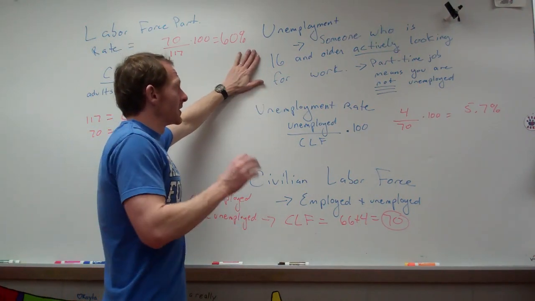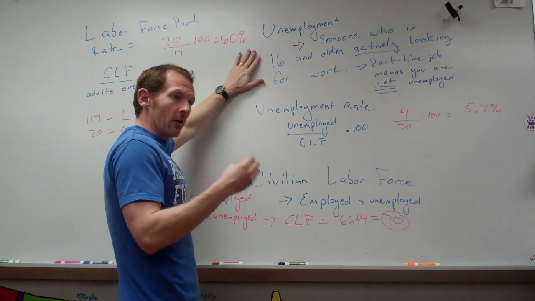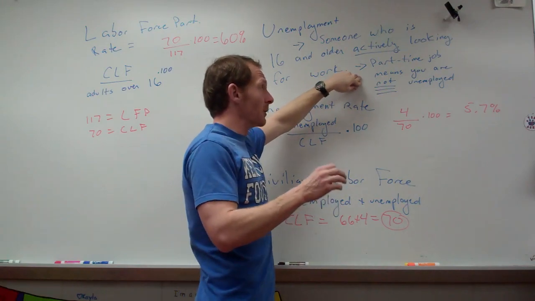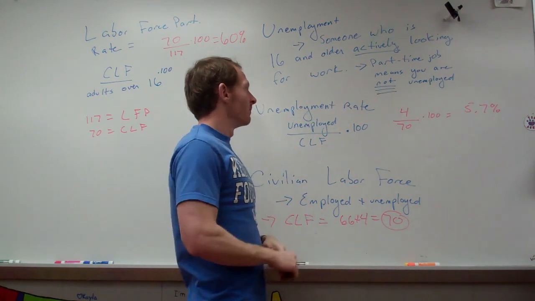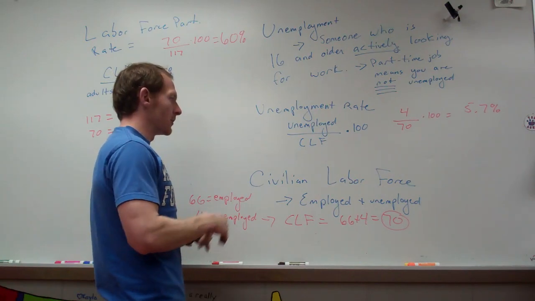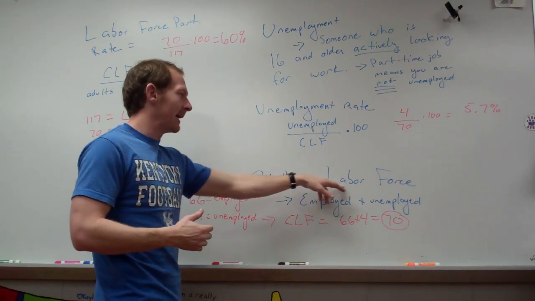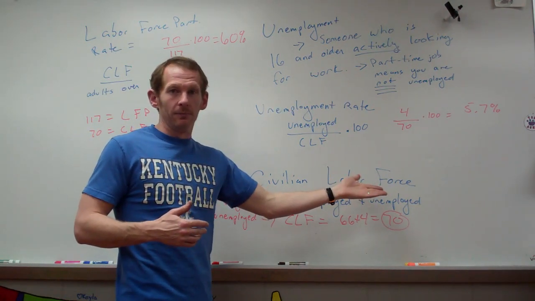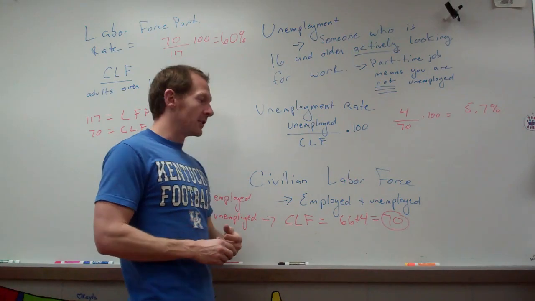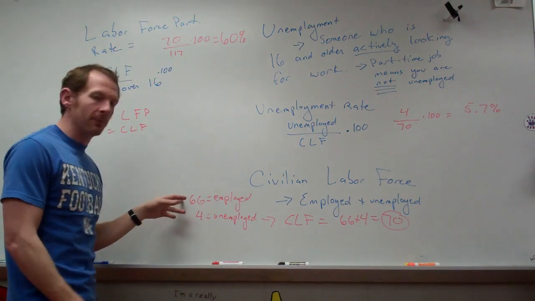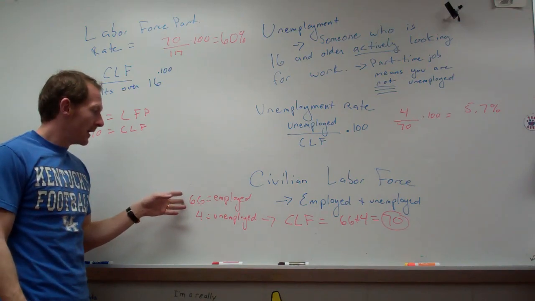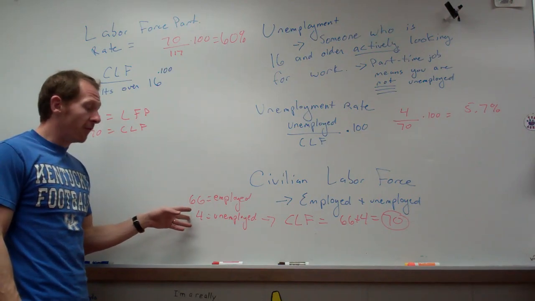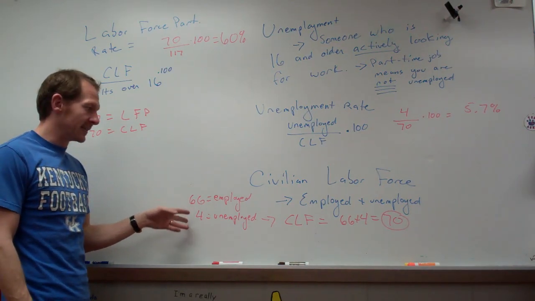So, like I said, unemployment is someone who is 16 or older and actively looking for a job, and part-time workers are not unemployed. What we want to know is who is out there. We call that the civilian labor force, and that's just employed people plus unemployed people. Let's say there are 66 million employed people and 4 million unemployed.